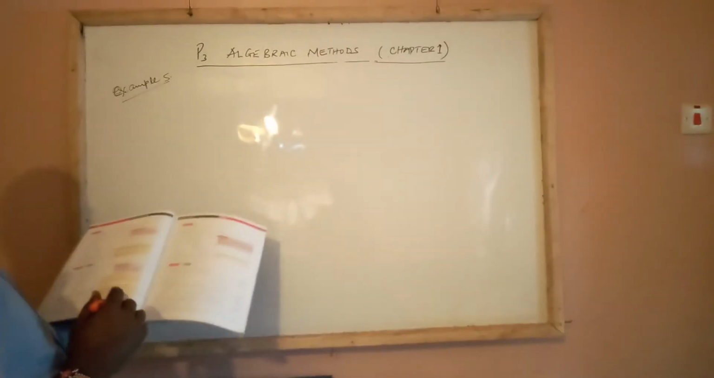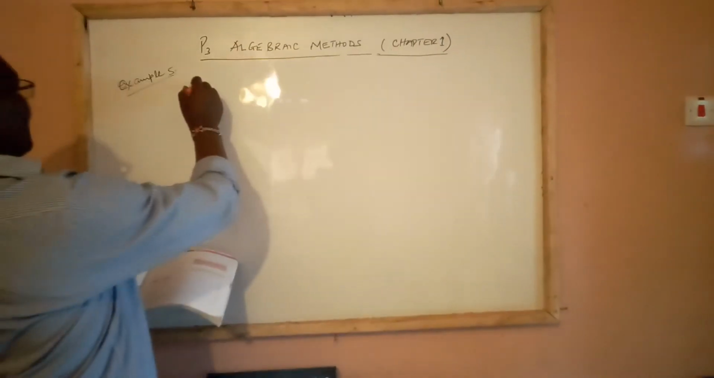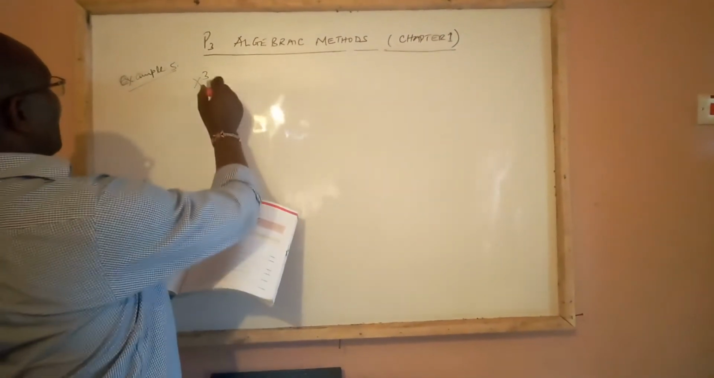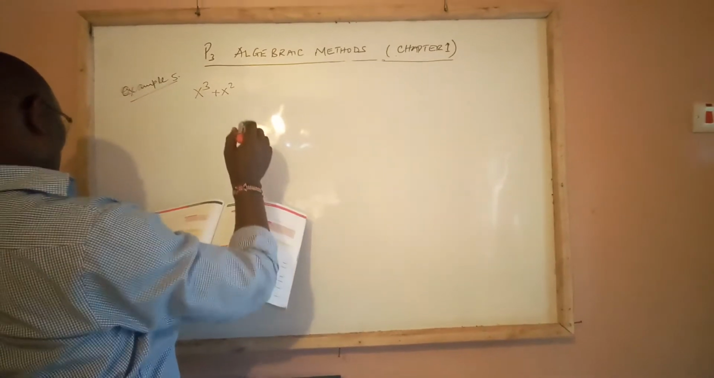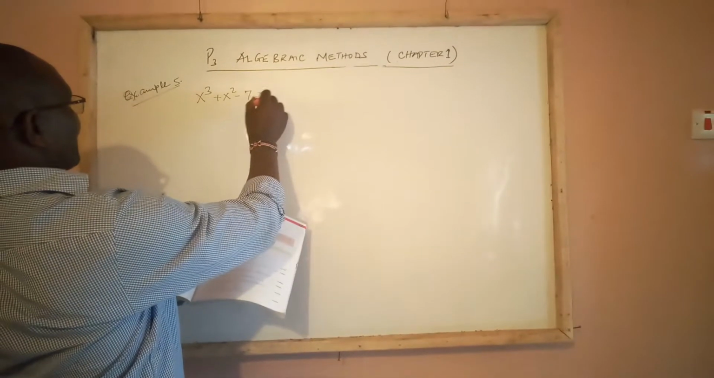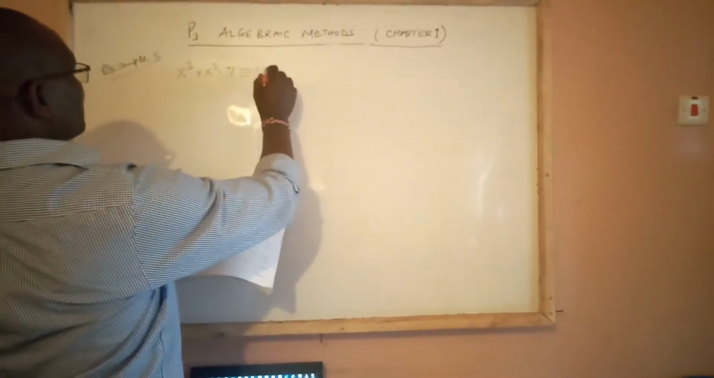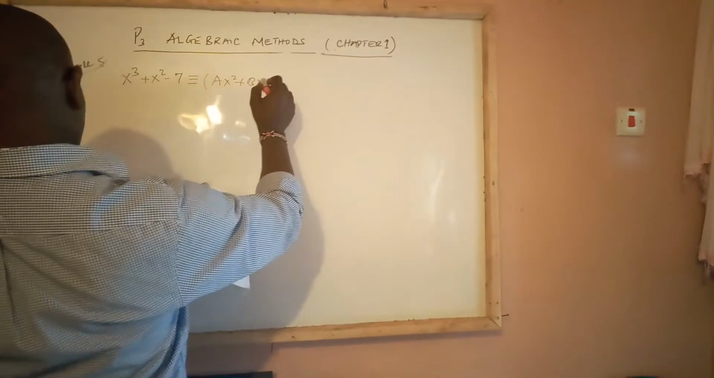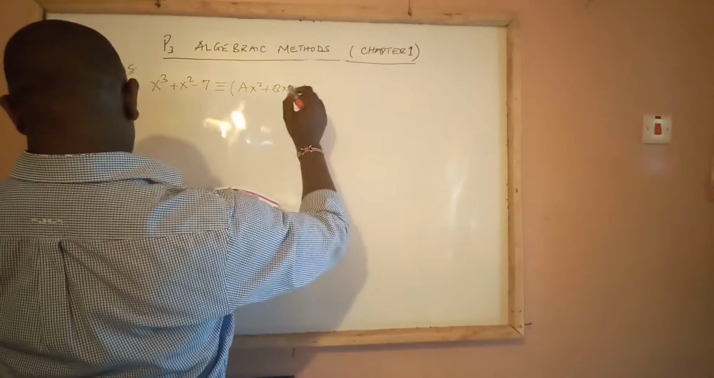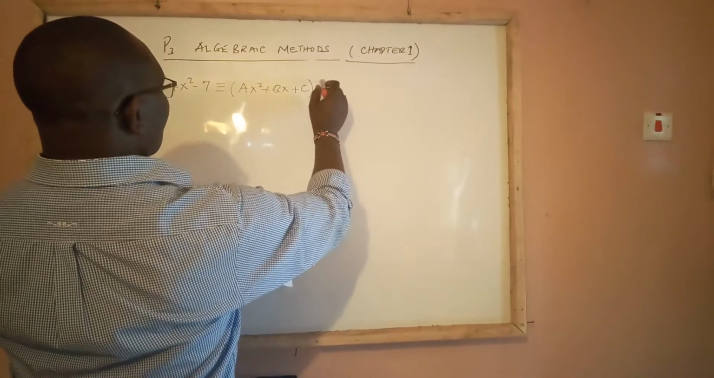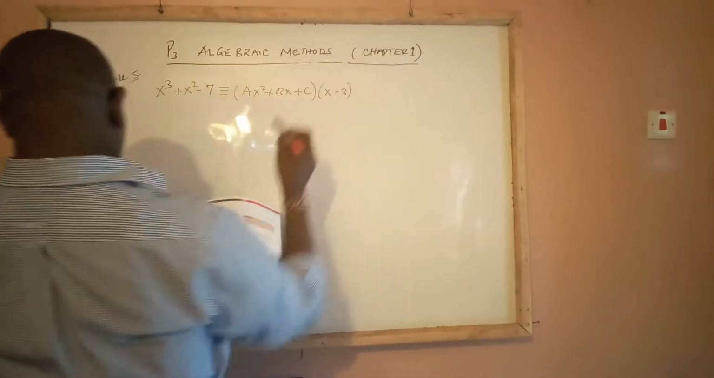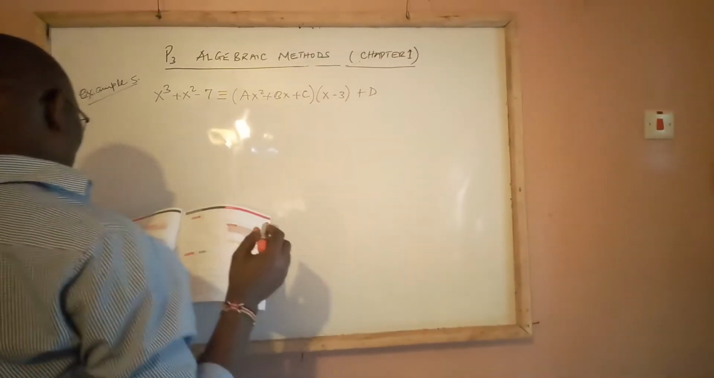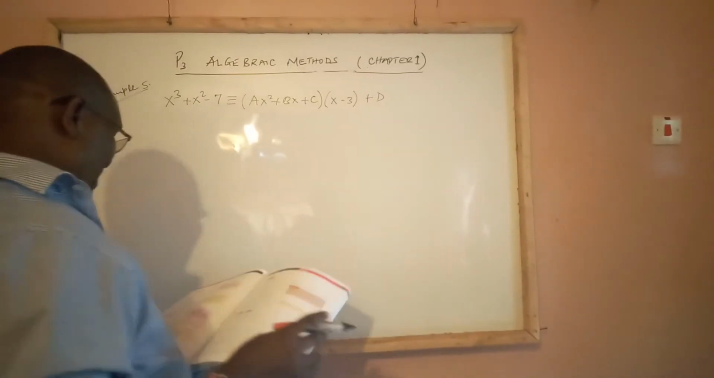Question 5, we are told that x cubed plus x squared minus 7 is exactly equal to (ax squared plus bx plus c) multiplied by (x minus 3) plus d. Find the values of a, b, c, and d.